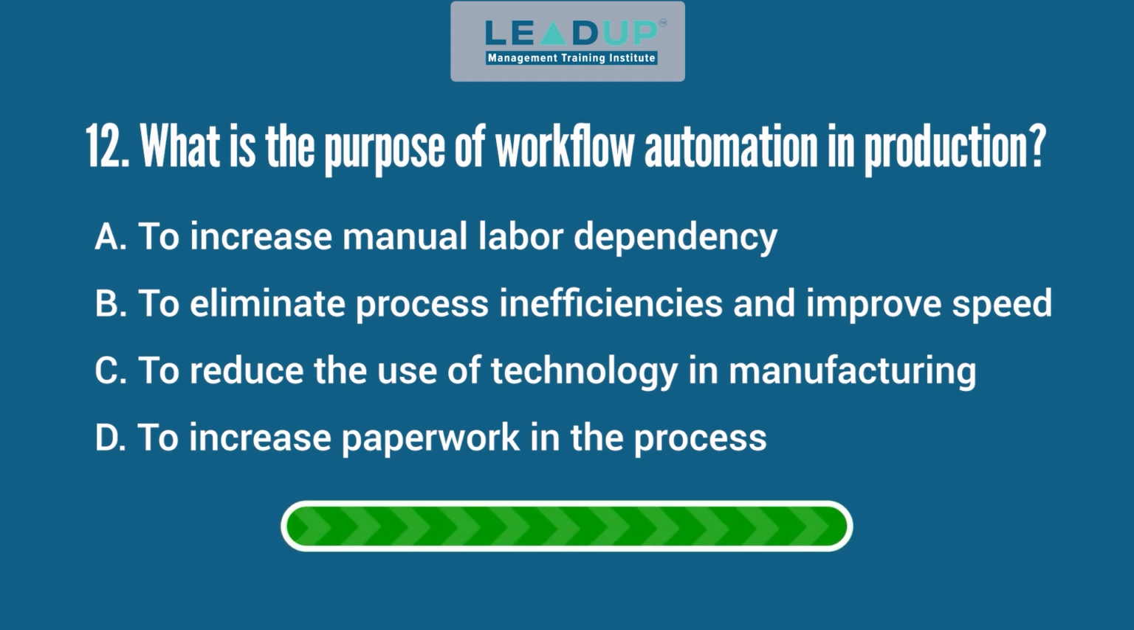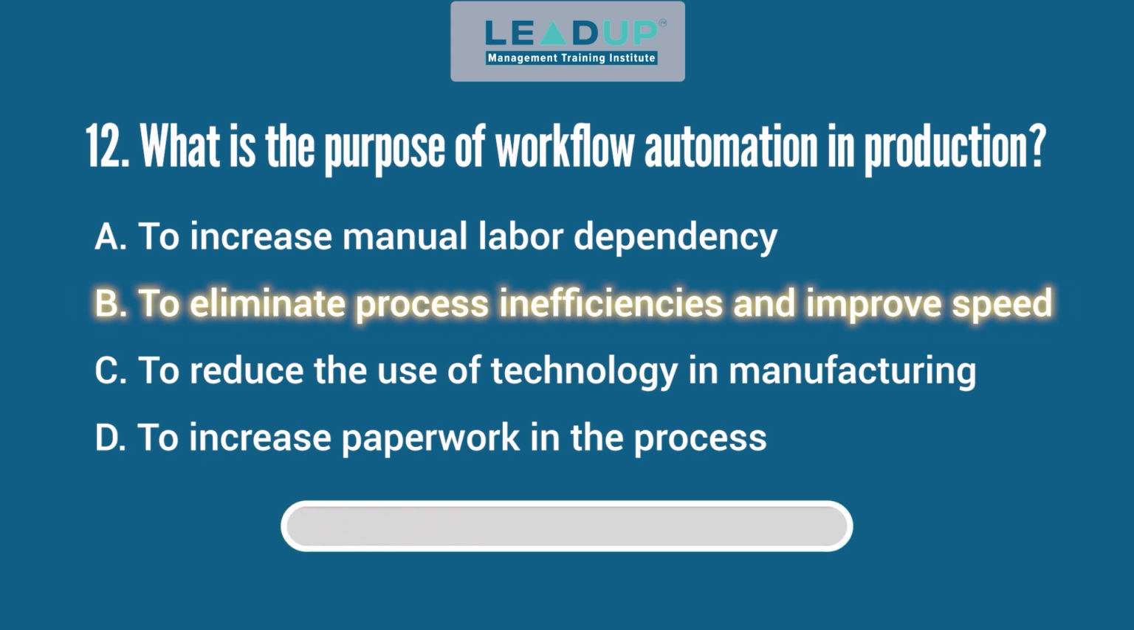Question 12. What is the purpose of workflow automation in production? A. To increase manual labor dependency. B. To eliminate process inefficiencies and improve speed. C. To reduce the use of technology in manufacturing. And D. To increase paperwork in the process. The answer is to eliminate process inefficiencies and improve speed.